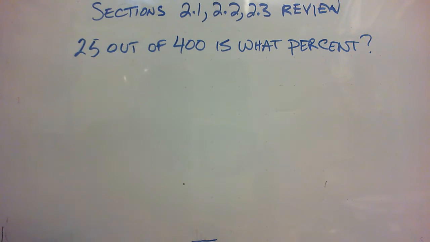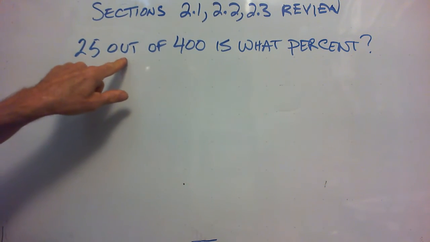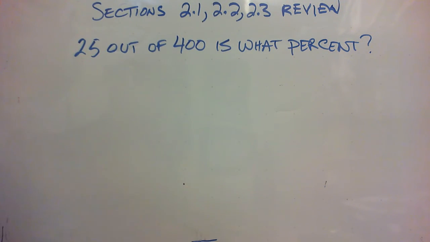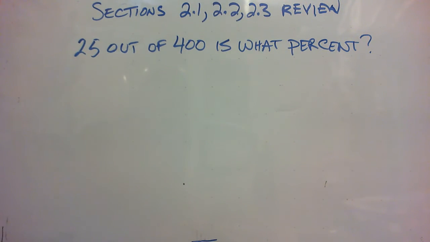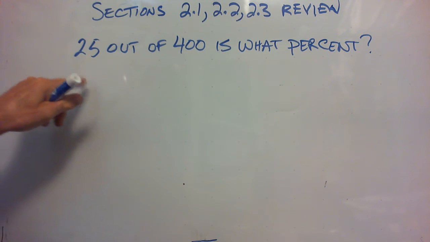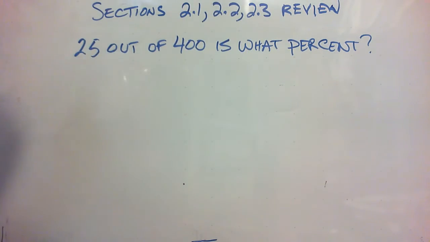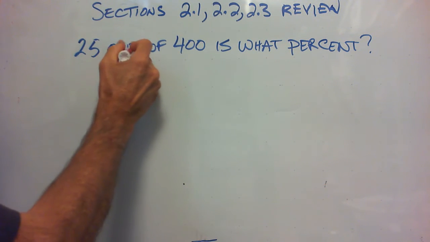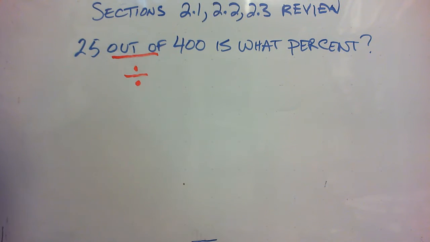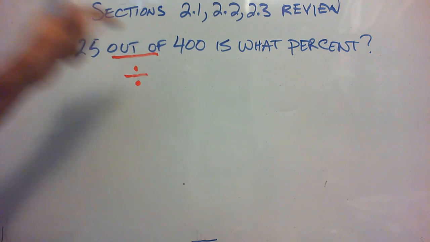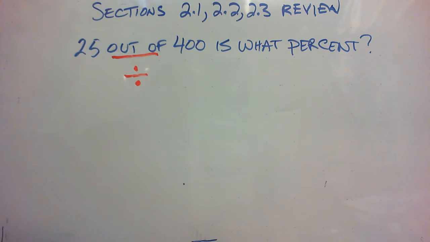Okay, and the last percent problem we're going to look at is the out of problem. Now, you can use the percent equation for this, but it's a little confusing as to what is the base and what is the amount. We know what the percent would be, x, but it's kind of confusing which is which here. So for this out of type of problem, out of means divide. It's like 1 out of 2 is 1/2.